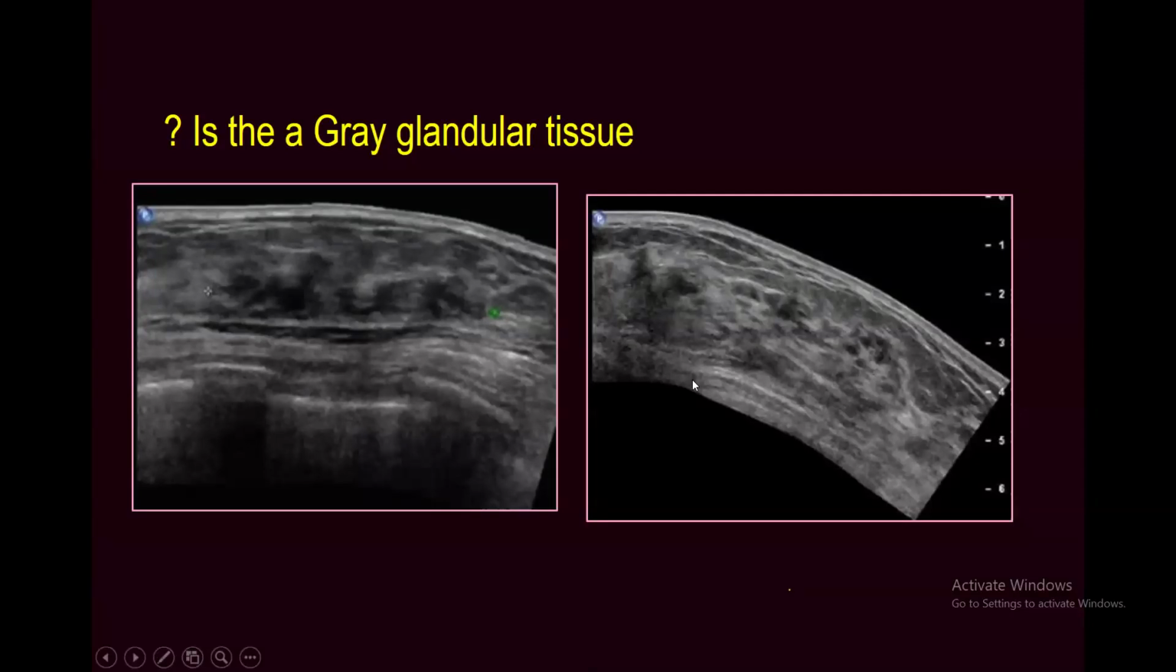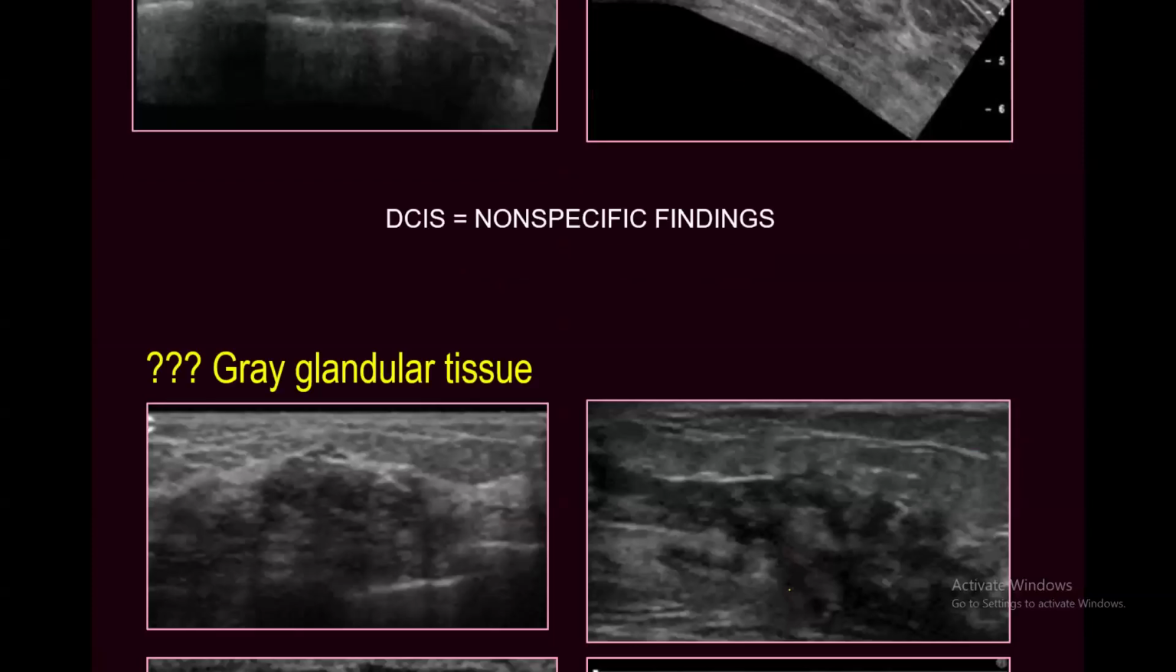And again, look for this. This is definitely abnormal. This we call a non-mass like feature, or non-mass like abnormality, a breast ultrasound abnormality. And we can describe it. Here it looks like a ductal architecture. And these are patchy, hypoechoic. Both examples are non-specific features of DCIS.